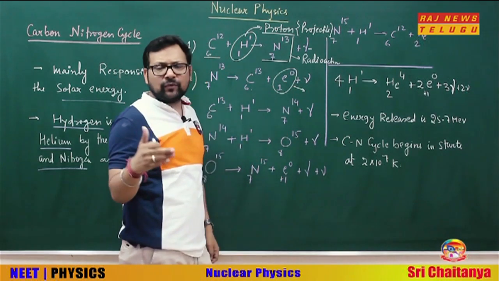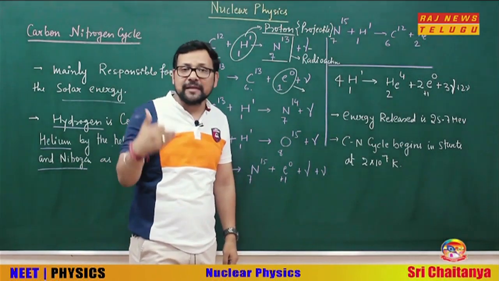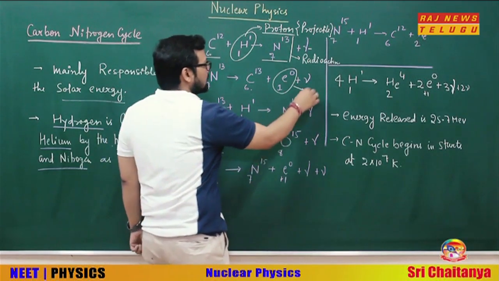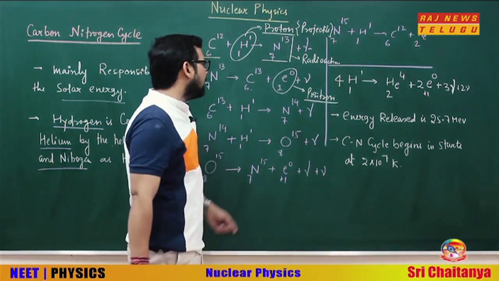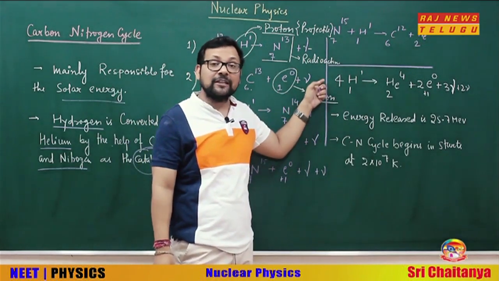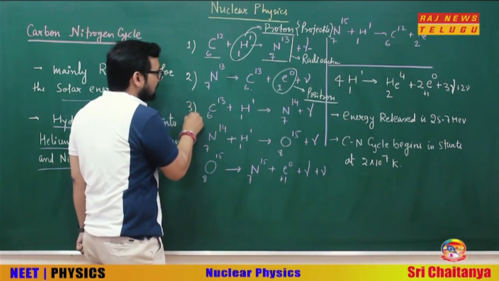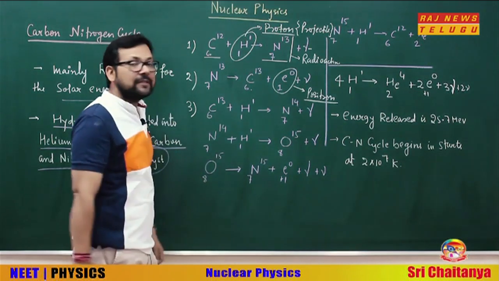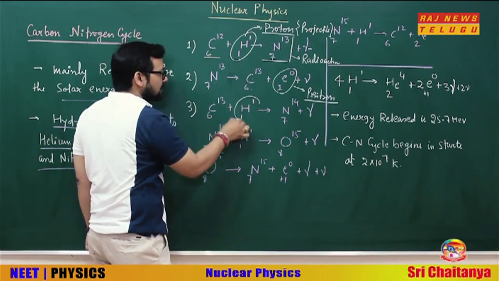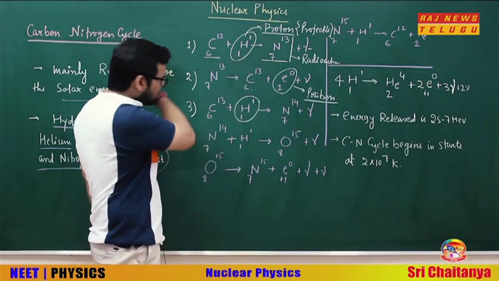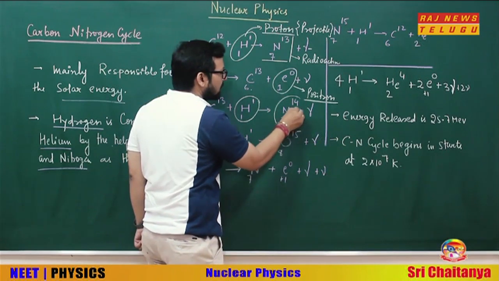I'm repeating this: whenever there is something unstable, most often you will see it trying to get stability by releasing a positron. So this is the positron. And again, I'm reminding you of positive beta decay. If there is a positron, there is a neutrino. So neutrino is there. This is the second step. Now come to the third step. Now we have an isotope of carbon, carbon-13. First carbon-12, now carbon-13. Again a proton acts as a nuclear projectile, bombarding C13, and now the natural nitrogen, nitrogen-14, the stable one, is formed.